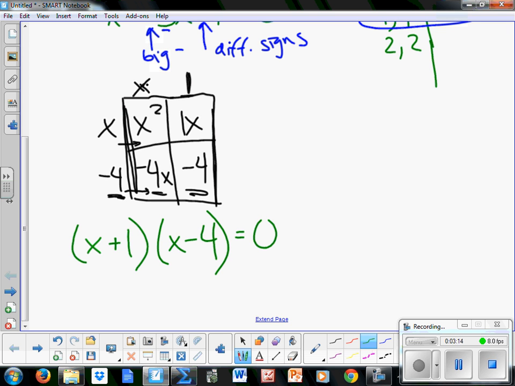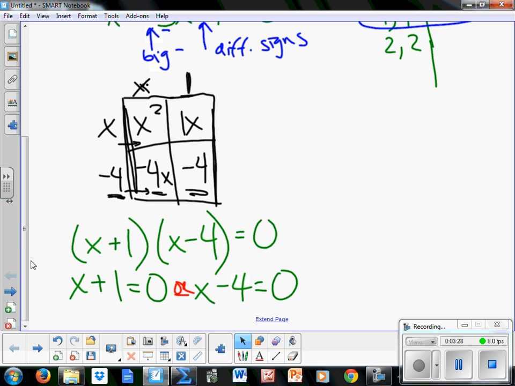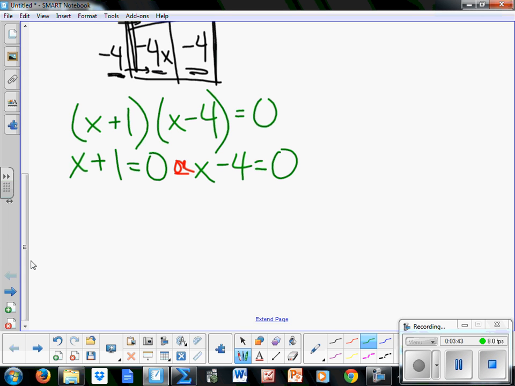So if this is going to be equal to 0, we have to set each factor equal to 0, because one of them or the other of them is going to equal 0. You can go back to the section 7.3 video if you need a review of why that is. But for now, we'll go forward with this, but please, if you're not sure why, go back to that video from before. Okay, so x plus 1 equals 0. That means we're going to get x equals negative 1 when we subtract 1 from both sides, or x equals 4 when we add 4 to both sides.